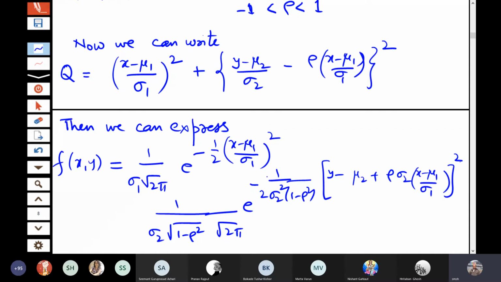So by using this rearrangement of the terms of Q, I can write the joint distribution of x and y as the product of two terms. In the first term only x is involved, and y is involved only in the second term, while x is of course there in both places. So is this calculation okay?